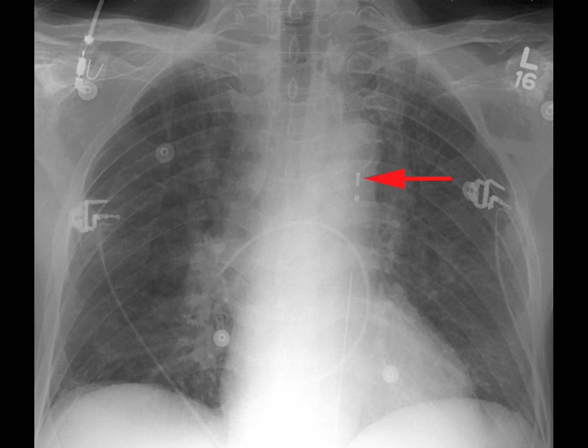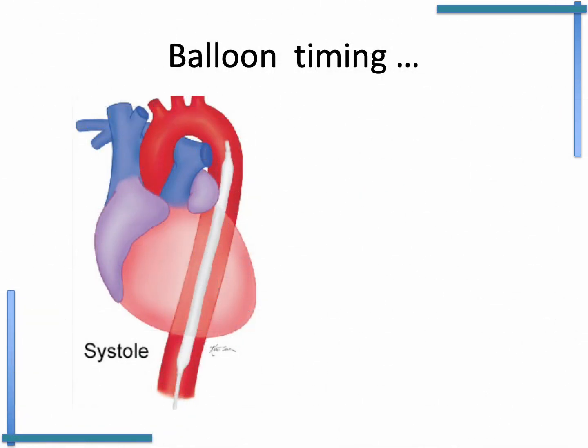And if we look at a plain chest x-ray, then we can see there is the radio-opaque marker in the tip of the balloon, and we essentially want to see that tip just below the aortic knuckle. Now, these balloons inflate and deflate in an automated fashion controlled by the pump, and we're just going to look at when the balloon inflates and when the balloon deflates.